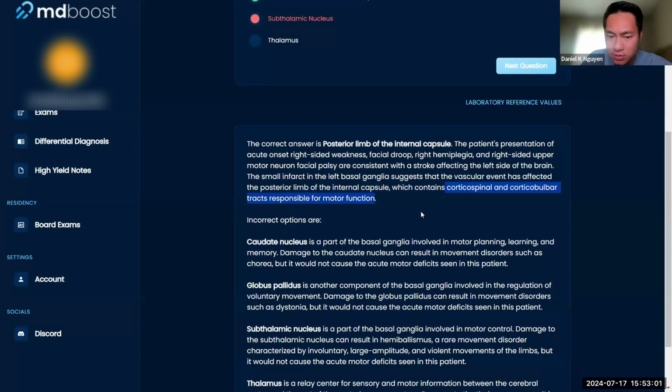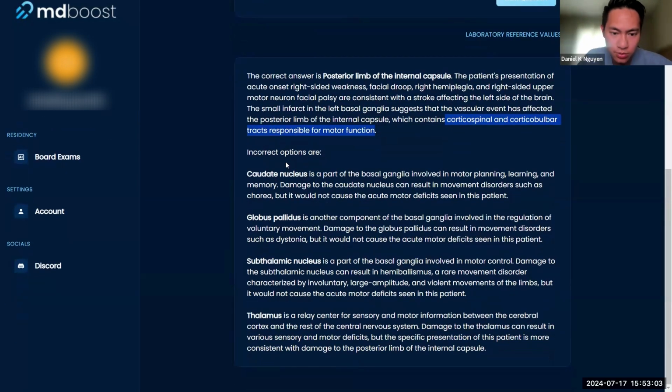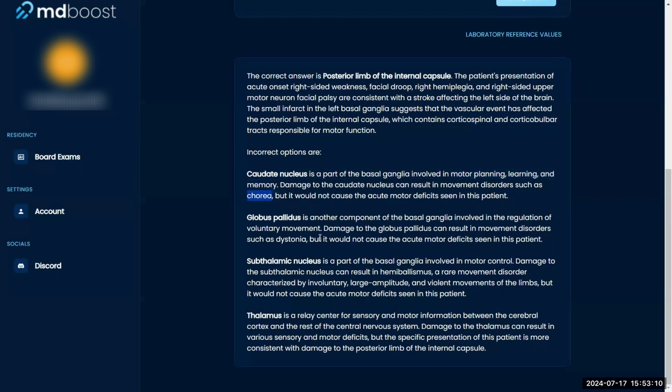So something you just have to learn, right? Factoid, right? But we can also go through the rest here. Caudate nucleus is motor planning, learning, and memory. So you can have movement disorder, but not acute motor deficits like here.